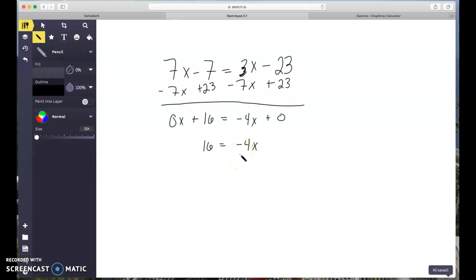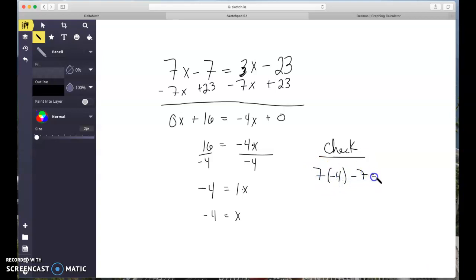I'm not done just yet. I have to get x all by itself, so I want to get rid of that negative 4. I can see it's attached to my x by multiplication, so I'm going to do the opposite, which is division. I'm going to divide negative 4 by negative 4 and 16 by negative 4. So I have negative 4 is equal to 1x, or negative 4 is equal to x. I can check my work by plugging back in: 7 times negative 4 minus 7 equals 3 times negative 4 minus 23.